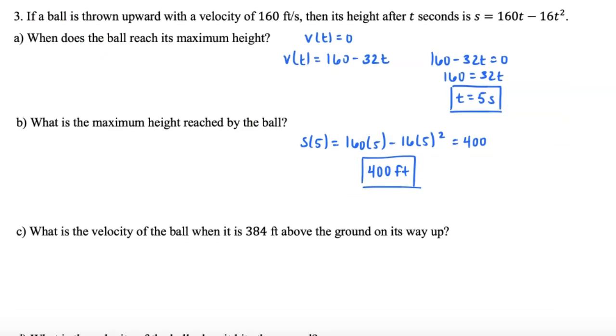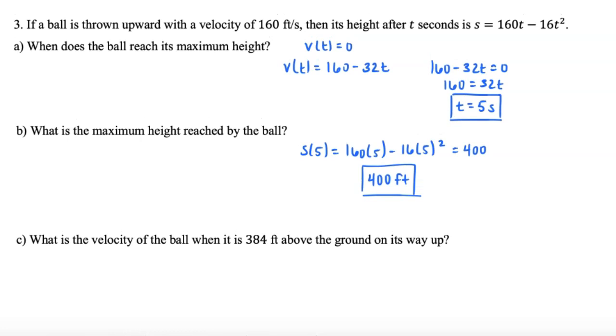Next, what is the velocity of the ball when it is 384 feet above the ground on its way up? Okay, so I need to know the velocity of the ball when it's 384 feet above the ground on its way up. The first thing I need to know is when the ball is 384 feet high. And so I need to find the time at which the position is 384 feet. In other words, I'm setting this position equal to 384. So I've got 384 equals 160t minus 16t squared. And I want to solve for t.